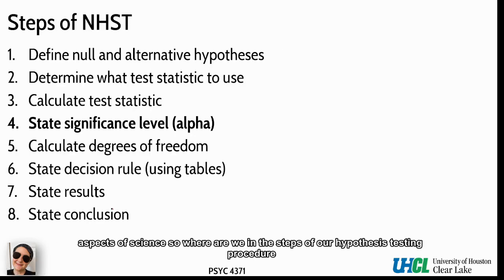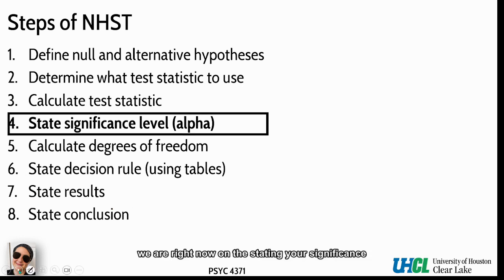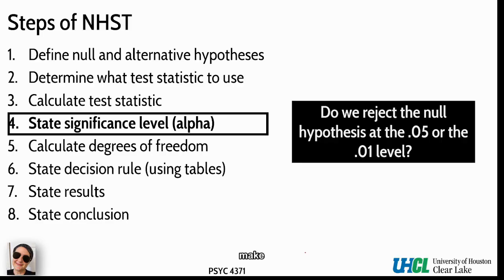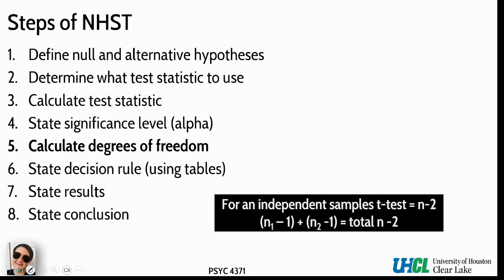So where are we in the steps of our hypothesis testing procedure? We are right now on stating your significance level. And what that is going to help us do is make a determination. Do we reject the null? Do we reject that null hypothesis at 0.05 or at 0.01? We're going to go with 0.05 because that is the standard.